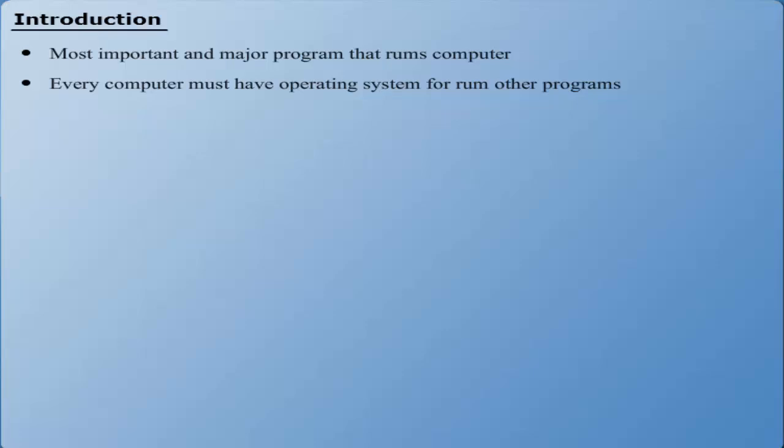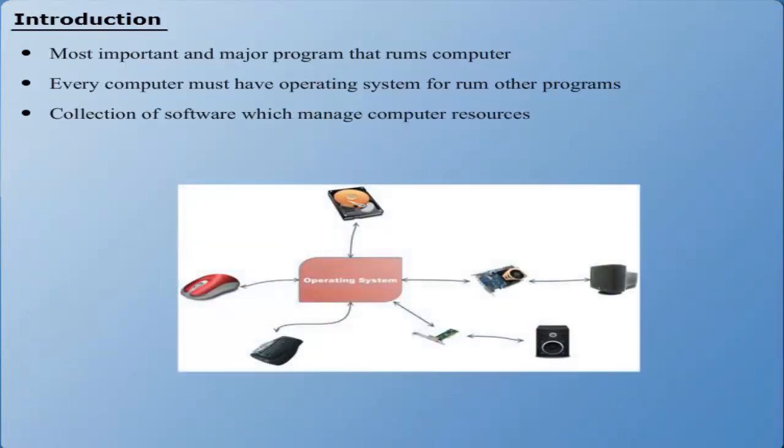Introduction. An operating system is the most important and major program that runs on a system. Every computer system must have an operating system in order to run different programs. The operating system is a collection of software which manages various computer hardware resources. Additionally, it provides common services to different computer programs.